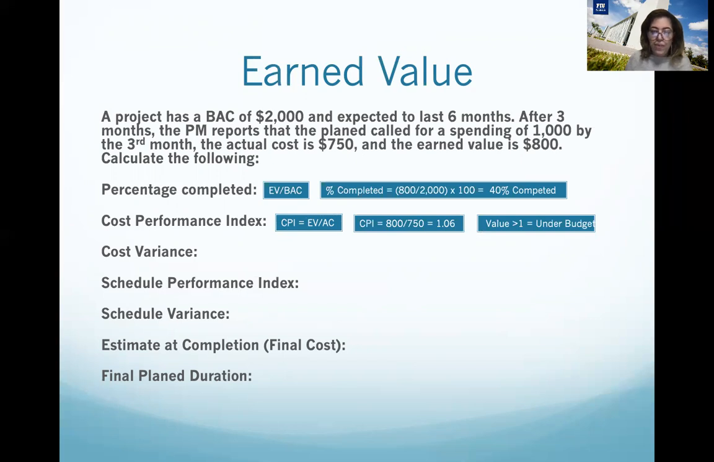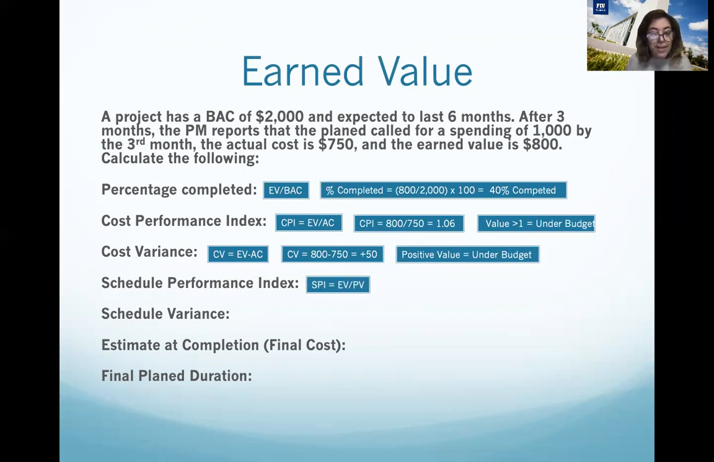Remember, values greater than 1 mean that we are under budget, and the same way you calculate the cost variance and understand the results: under budget. SPI is an indicator of performance for the scheduling. So how much we are behind the schedule or on time. That is the importance of understanding the schedule performance index.